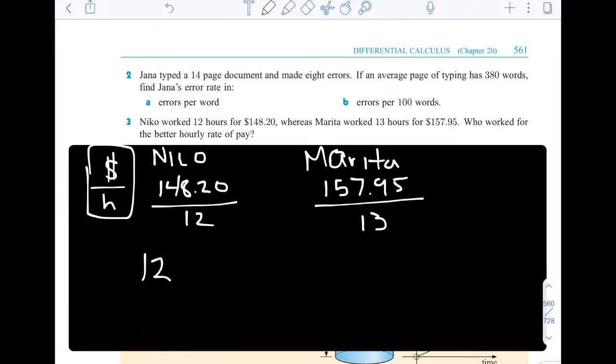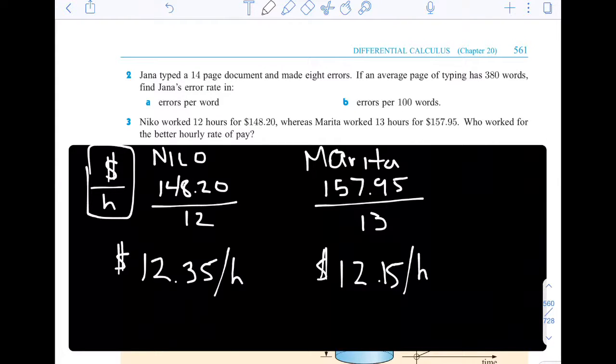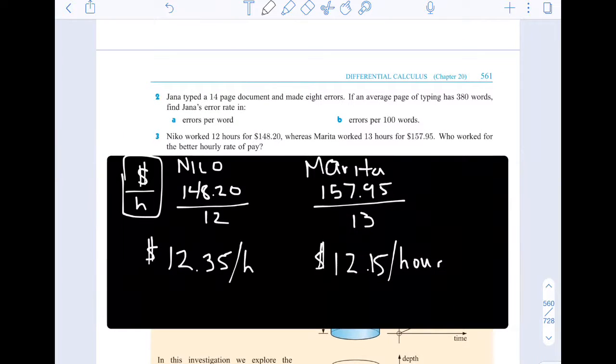It tells me that Nico made $12.35 per hour. And Marita, we'll do the same thing: $157.95 divided by 13 hours. She makes $12.15 per hour. So, who worked for the better hourly pay? Nico worked for the better hourly pay. He made 20 cents more per hour based on their pay for that week. And we'll continue down.